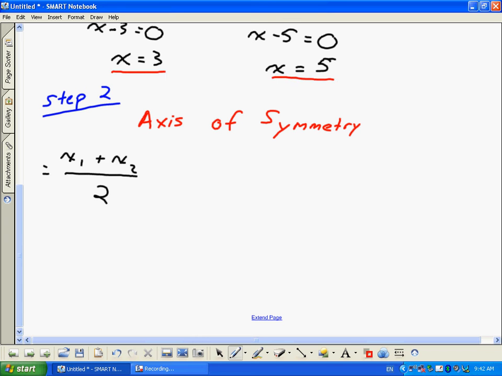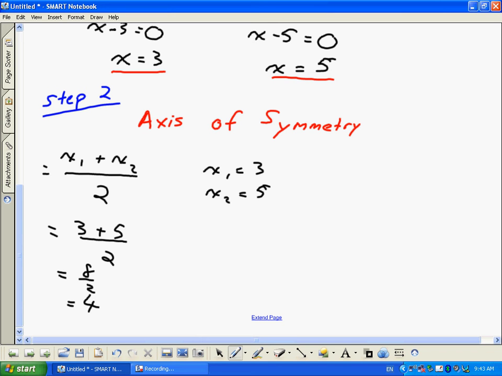Doesn't matter which one I call 1 and 2. Just be consistent when you do it, okay? So in this case, we're going to call x1 our 3 and x2 our 5. Okay? This one's pretty simple. We just plug it in. This becomes 3 plus 5 divided by 2. 8 divided by 2 equals 4. Okay? So 4 is my axis of symmetry.